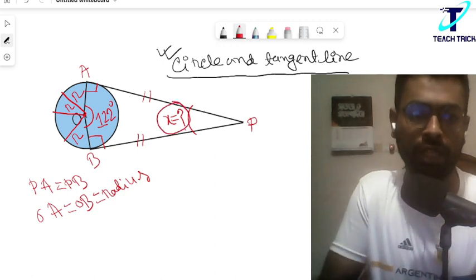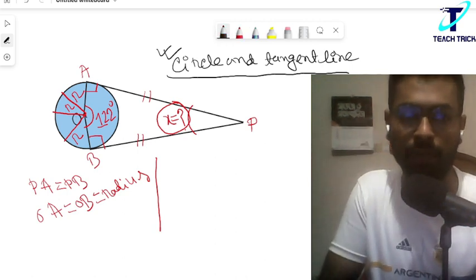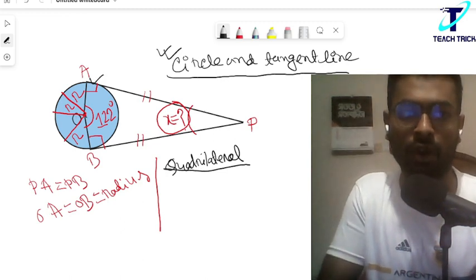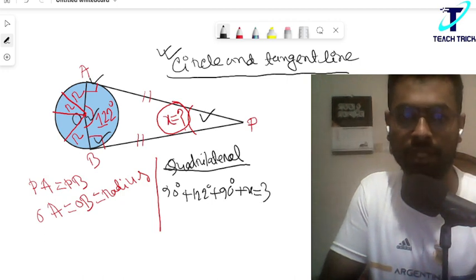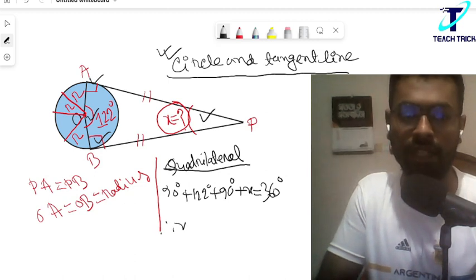So we know one rule, which is called quadrilateral properties. According to quadrilateral properties, we know that the summation of all four angles equals 360. So we can write that 90 degrees plus 122 degrees plus 90 degrees plus x equals 360. From that equation, we can easily find the value of x.